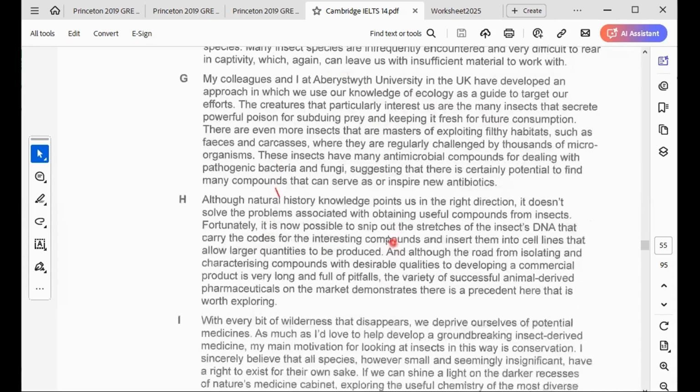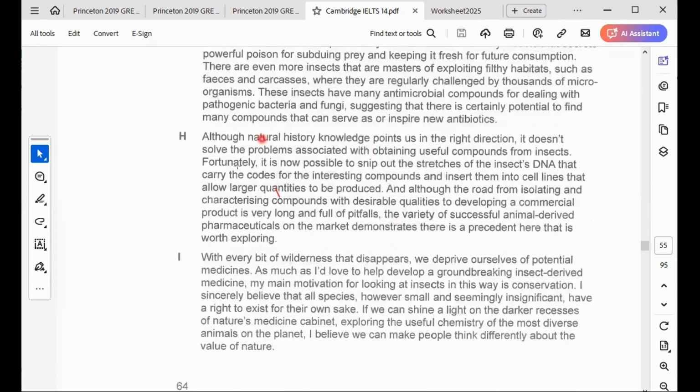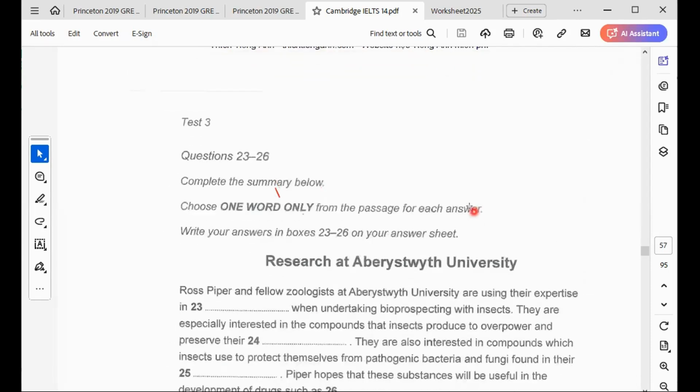I'm probably going to use general knowledge of this passage to answer this question. With every bit of wilderness that disappears, we deprive ourselves of the potential of medicine. My main motivation for looking at insects in this way is conservation. Okay. Conservation. I believe that all species have the right to exist for their own sake. Okay, let me check that question again.